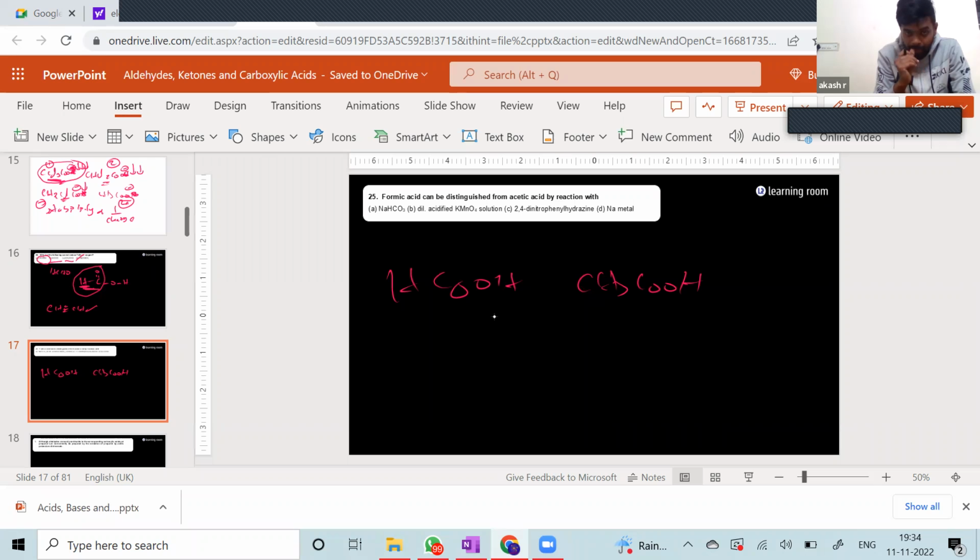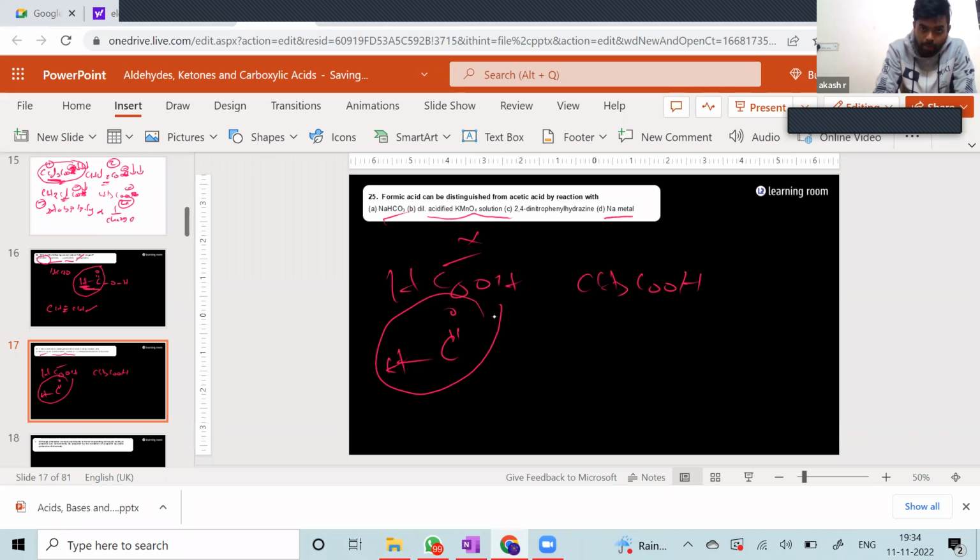Sir, DNP. 2,4 DNP. Yeah, similarly, basically it is again going to have this CHO group, right? So definitely whatever tests the aldehydes will give, your HCOOH also will give, right? So NaHCO3, both of them will react because both are acids. Acidified KMnO4, nothing will happen in both of them. And sodium metal, again, both of them will react. This H plus will be replaced with Na plus, right? The only correct option would be C, 2,4 dinitrophenyl hydrazine, that is 2,4 DNP test. Again, for the same reason it gives Tollens test, it is going to give 2,4 DNP test also. Can ketones give 2,4 DNP?